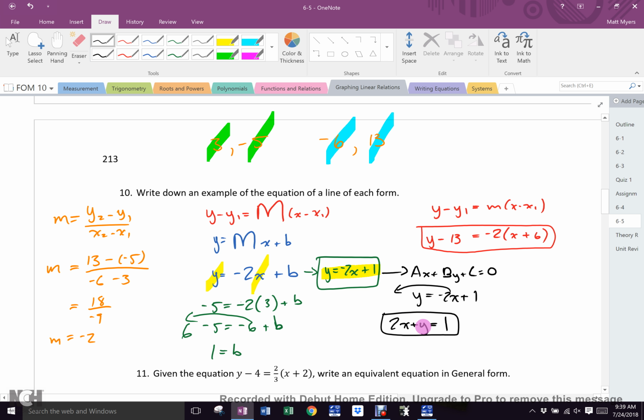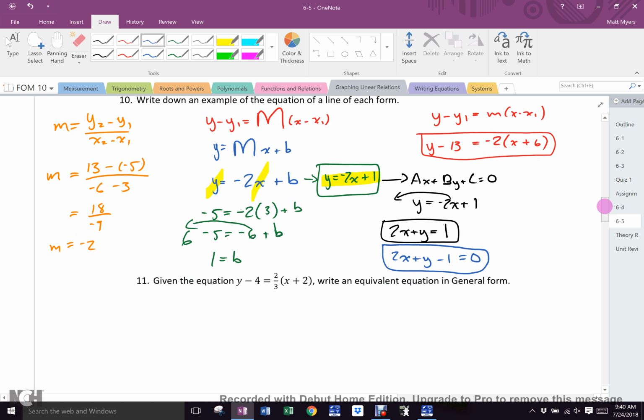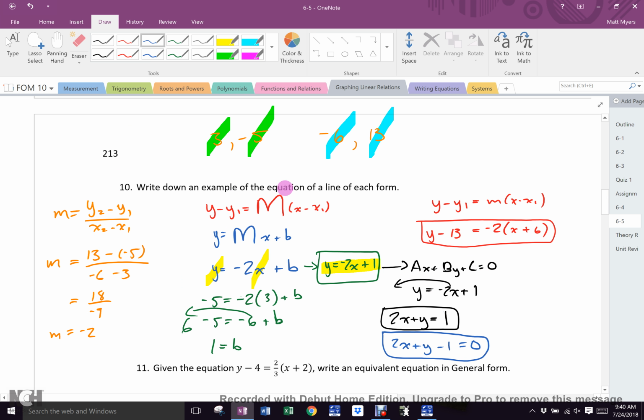And how do I get that to standard form? Bring the 1 over. 2x plus y minus 1 equals 0. All of this from slope and a point. That's how much math you can do if you know slopes and points. That's a lot of math, right? From two things that we know. So now, I put that question first because it scares most people because I don't even know where to start. But you all know how to do that.